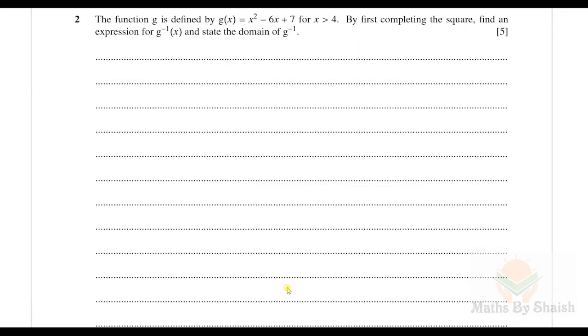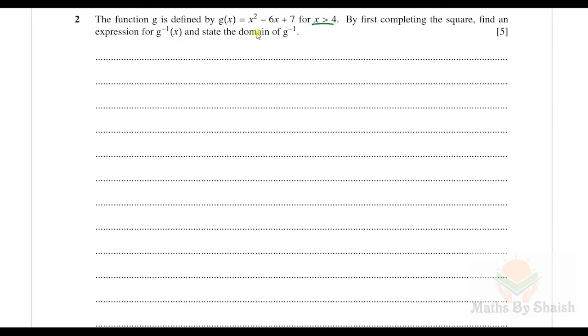Here's the second question. The function g is defined by g(x) = x² − 6x + 7 for x > 4. So the domain of g(x) here is given as x > 4. By first completing the square, find an expression for g⁻¹(x) and state the domain of g⁻¹.